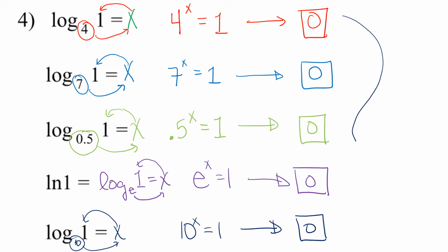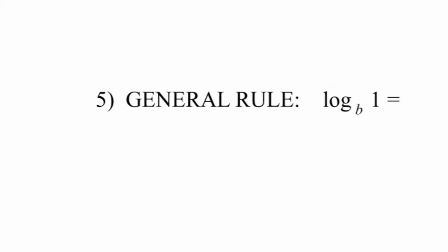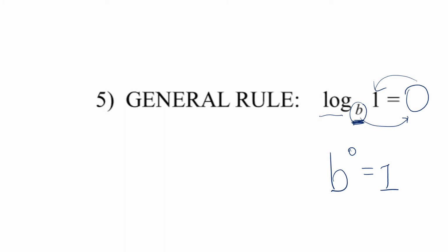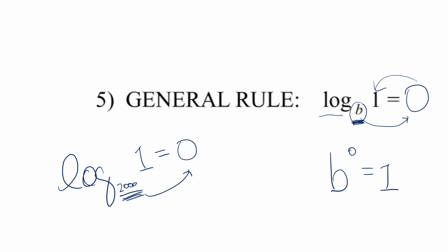Check out, what's the pattern, guys? Yep, you guessed it. The general rule is that if you are taking the log with any base of 1, it is always equal to 0, because that is basically saying b to the 0 is equal to 1. That's how I would rewrite this log exponentially. So it could get as crazy as you want. I could be taking the log base 2,000 of 1 equals 0 automatically, because it's saying that this number raised to 0 is equal to 1.